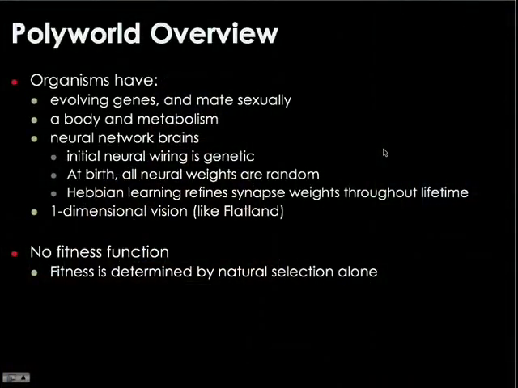So that's what I got. So moving on some more, I'll tell you a little more. Here's basically what evolves in Polyworld. Organisms have evolving genes. They mate sexually. Straightforward. They do have a body, but the most important thing about them is the neural network brains. Now the connections in the brains are genetic, but at birth all of the weights are random.